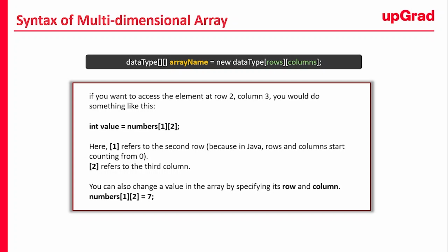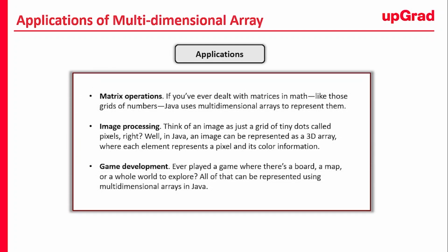Alright. Now let's talk about applications of multidimensional array. In Java, multi-dimensional arrays are pretty handy and show up in lots of different applications. Let me explain some of the most common uses where you will often see them. First off, there's matrix operations. If you have ever dealt with matrices in math, like those grids of numbers, Java uses multi-dimensional arrays to represent them. Simple as that. So if you are doing things like multiplying matrices, adding them together, or transposing them, which just means flipping the rows and columns, you can use 2D arrays for that. This kind of work is especially useful in areas like scientific computing, data analysis, and linear algebra.